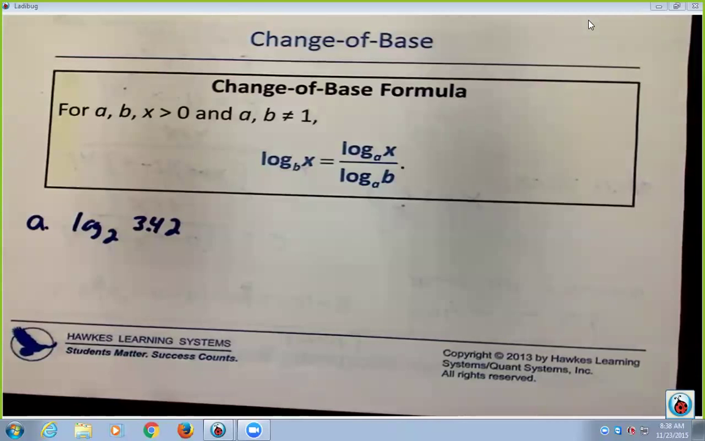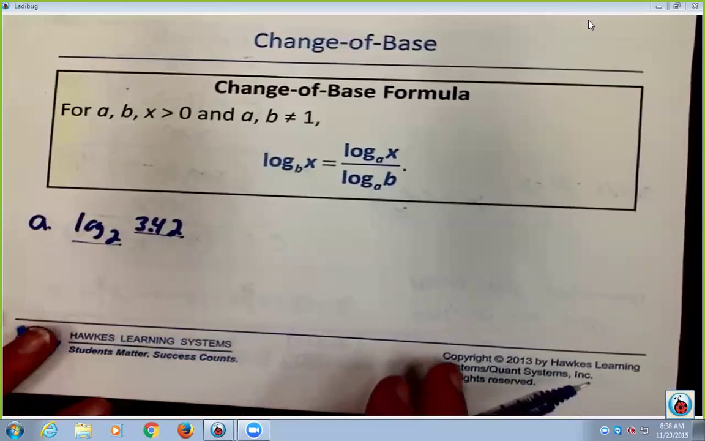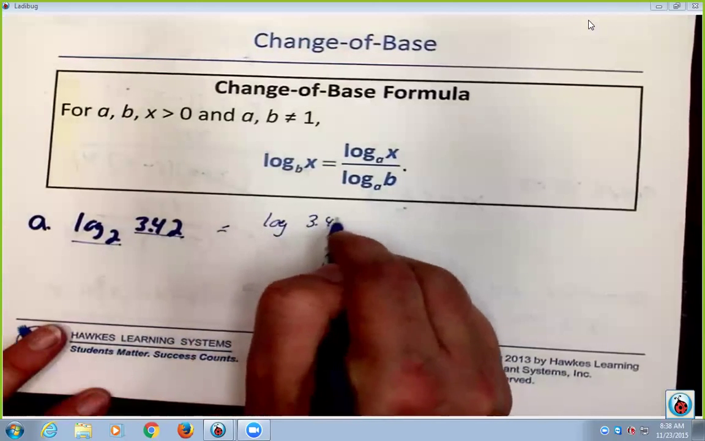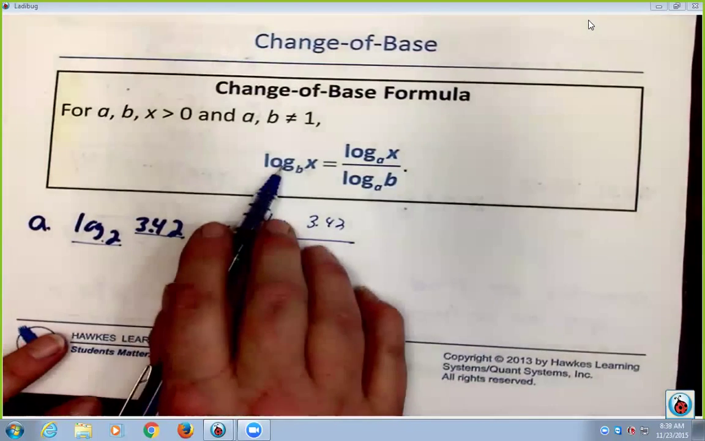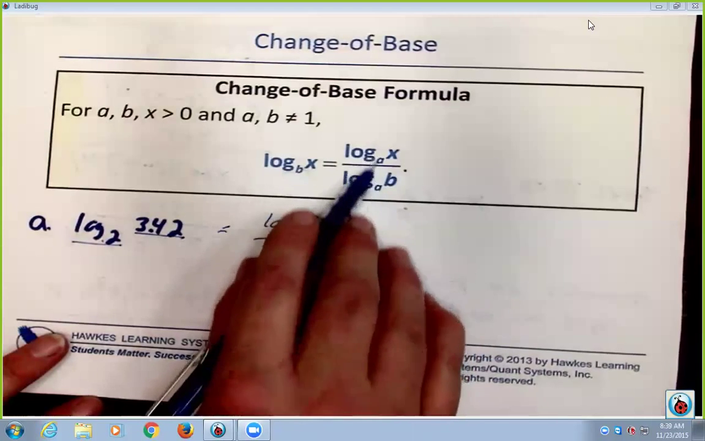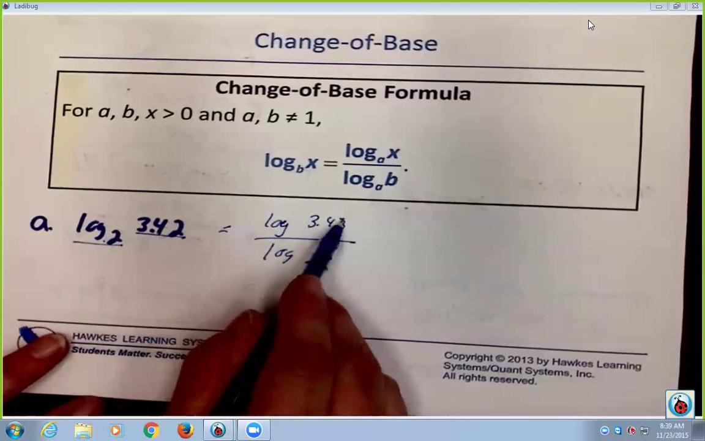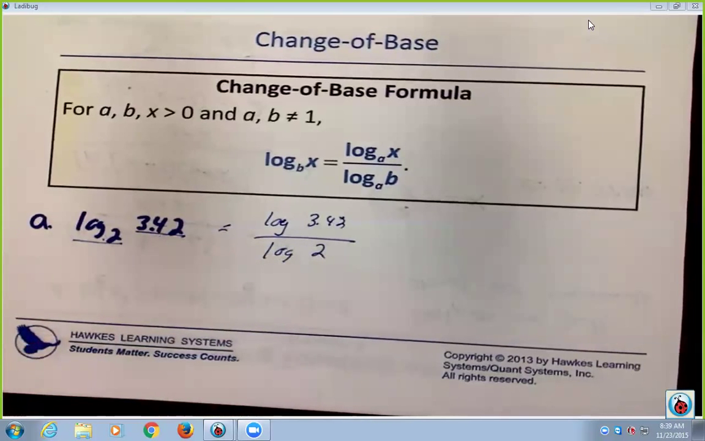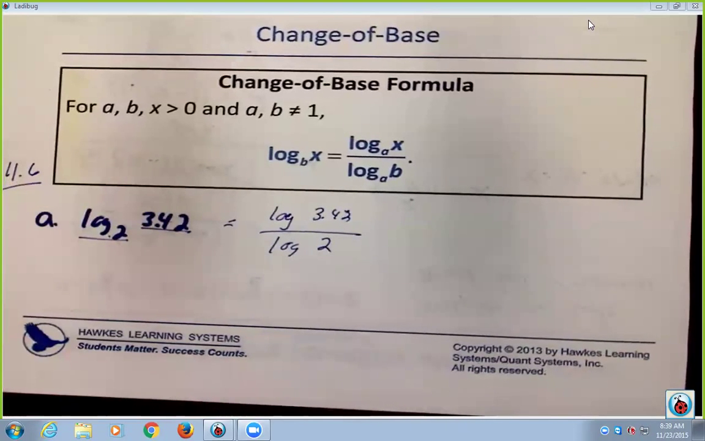Well, what happens is you're going to take each piece in here and break it into logs. So what we would end up with for this one would be the log of 3.42 over the log of 2. And so you end up having your log base in here of what that happens to be, and you break it apart. First one's on top, the big piece is on top, the little subscript number goes on the bottom, and then we can solve it from there. So now it's like what we had in 11.6, because in 11.6 we solved these using our calculators.